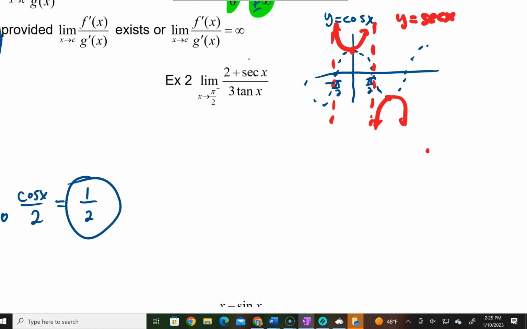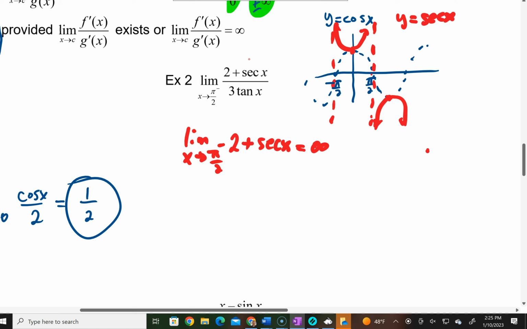But what am I getting at? If you're going to approach pi over 2 from the left, you could say, well, 2 plus secant of x. Well, where are we going? Look at the graph. What do you think? Yeah, you're going to infinity. Kids might say, oh, it's undefined there. Yeah, but from the left side, you're actually shooting up towards infinity.